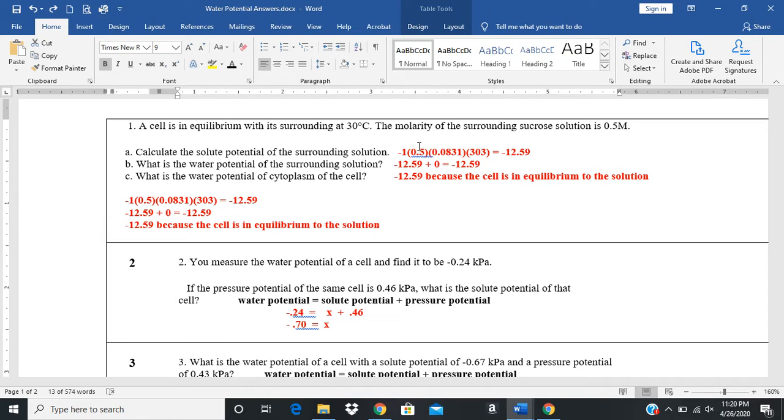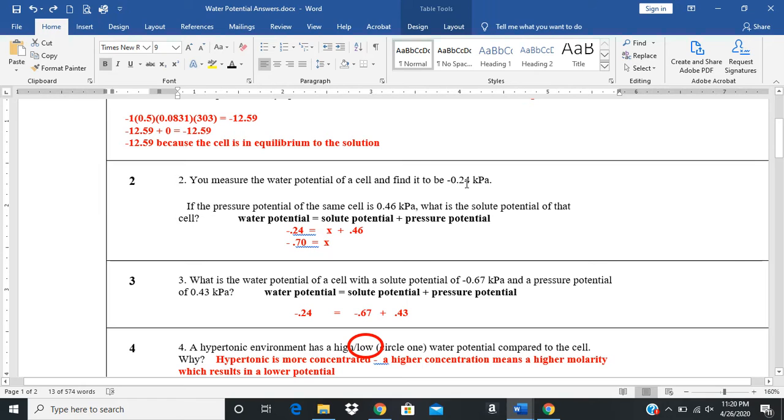Okay. Number two, you have a water potential of a cell and it's negative 0.24 kilopascals. So if you add pressure to that of 0.46 kilopascals, you want to know what is the solute potential of that cell. So you measure the water potential, and it comes out to negative 0.24. The pressure potential, you already have pressure being added to it, is 0.46. They want to know what's the actual solute potential.